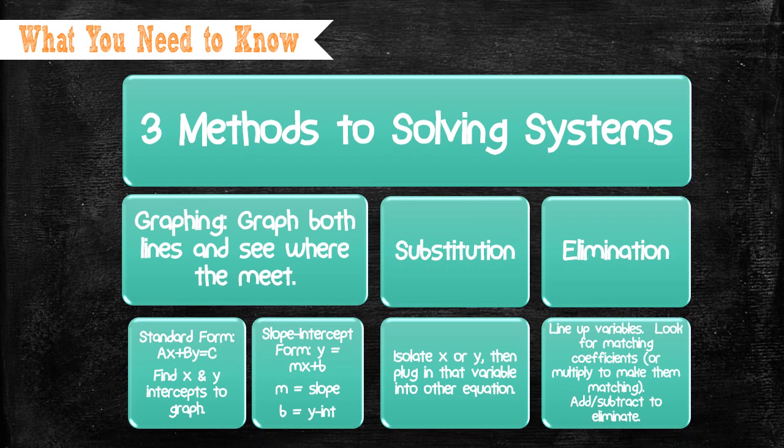There are three methods to solving systems. Graphing: you can graph both lines to see where they meet. Remember that point of intersection where the two lines cross is the solution, or your answer, to that system. There's also the method of substitution, where you isolate your variable of either x or y and you plug that variable into the other equation to solve.